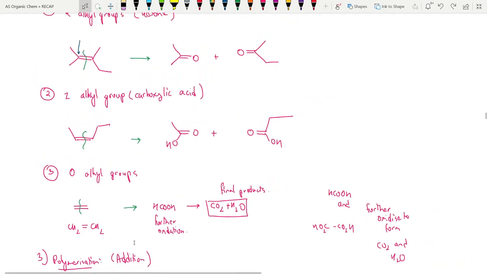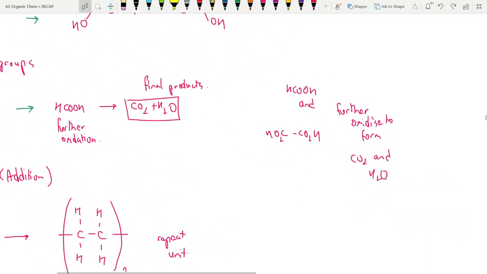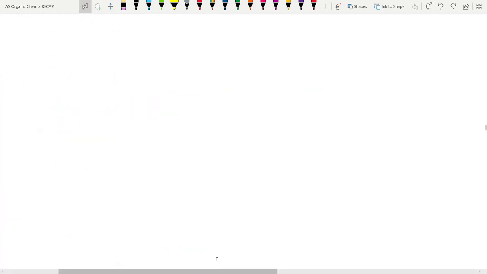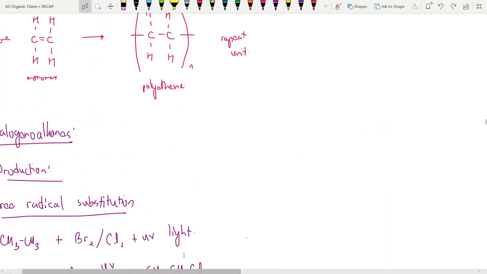So I would just want to say something. There are two acids which are unstable in the presence of KMnO4, methanoic acid and ethanedioic acid. These further oxidize to form carbon dioxide and water. So these are the smallest carbon containing products.